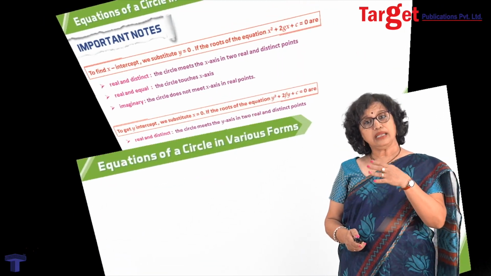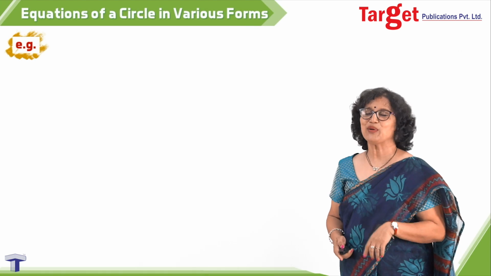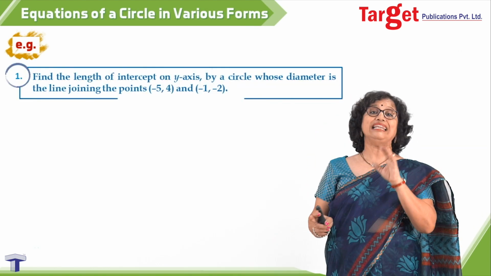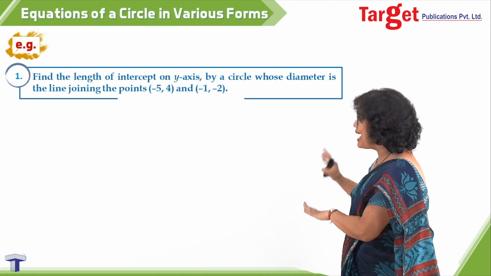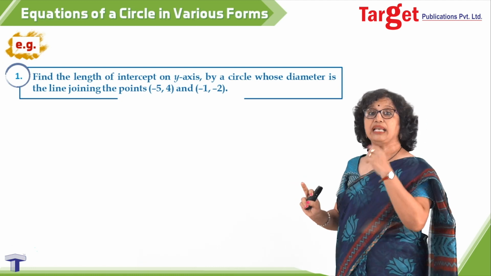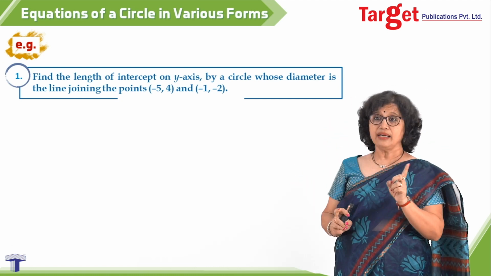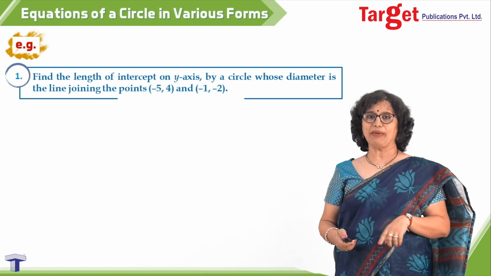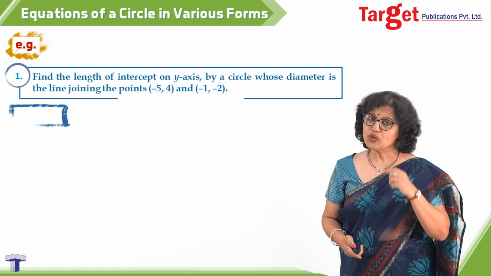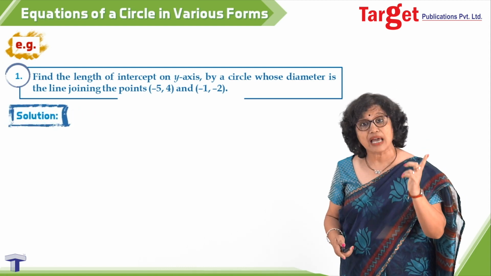Okay. Now, let us go further from here. And of course, without taking an example, we can't go. So let us take one example here. Find the length of the intercept on the y-axis by a circle whose diameter is given, and the end points of the diameter are given to be (-5, 4) and the other end is given as (-1, -2). Since the diameter ends are given, I should start with the equation of the circle in its diameter form.